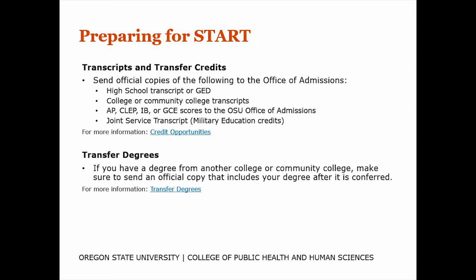If you have a degree from another institution, please make sure to send that transcript after your degree is conferred. For example, if you have an Associates of Arts Oregon Transfer, you will want to make sure to send that transcript after your community college has confirmed your degree, because otherwise you're going to have to send another one. So make sure all those grades are final before you send that transcript.